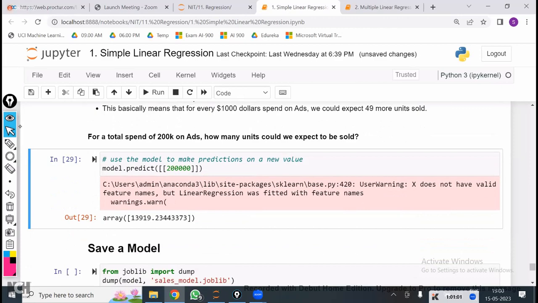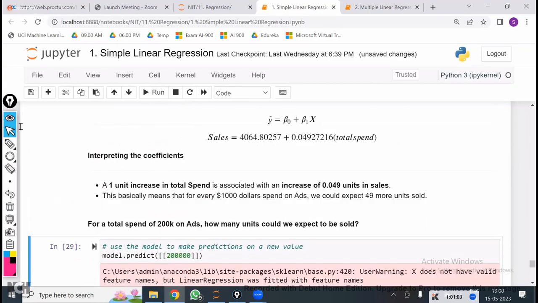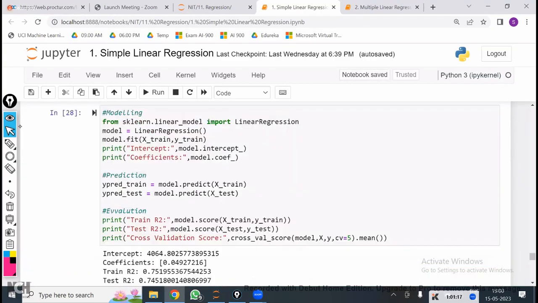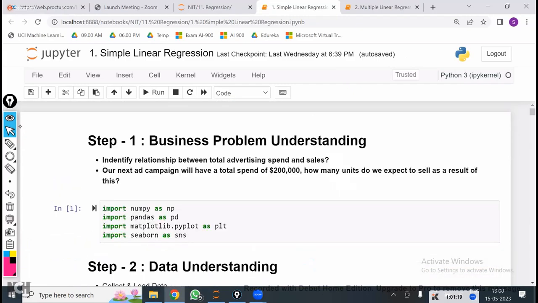Next, how did you get this answer? It is just substituting the $2 lakhs in the equation. Clear, guys? So in this way, we are going to work. This is the first project, where we have implemented all the steps: step 1, step 2, step 3, step 4, step 5, and step 6. Everything we have implemented. Now let us try the second project, project number 2.